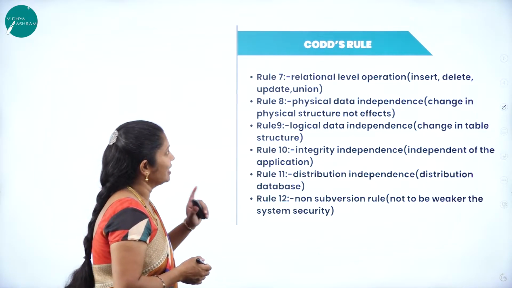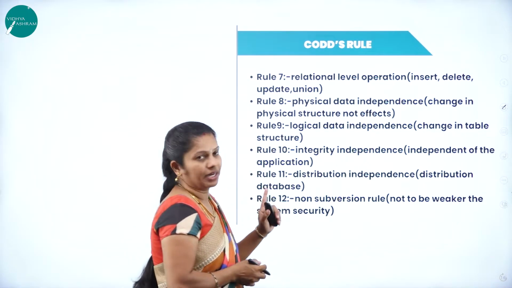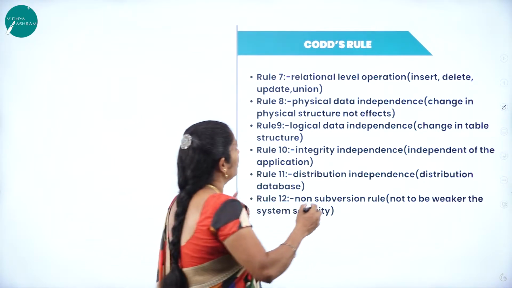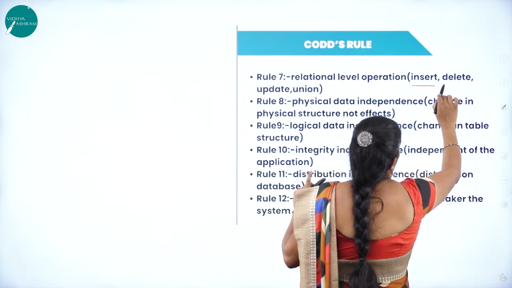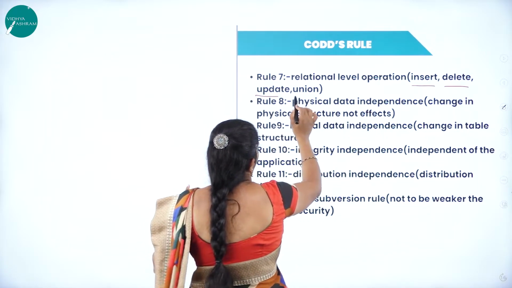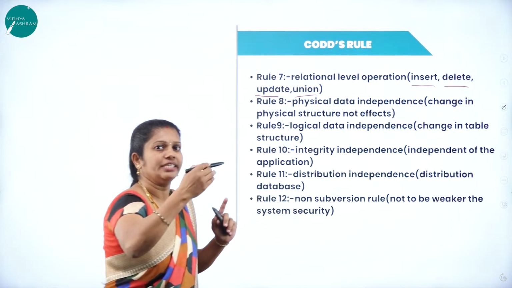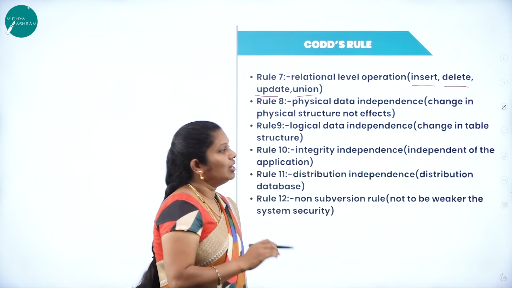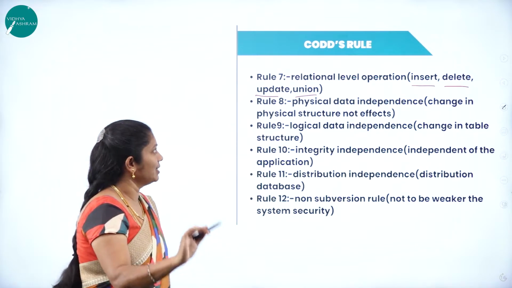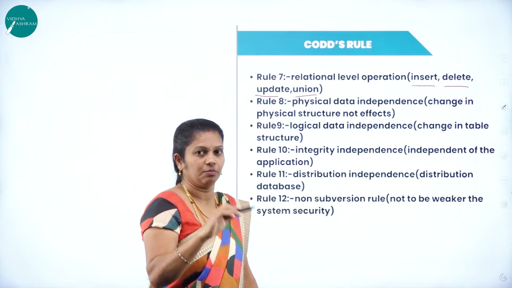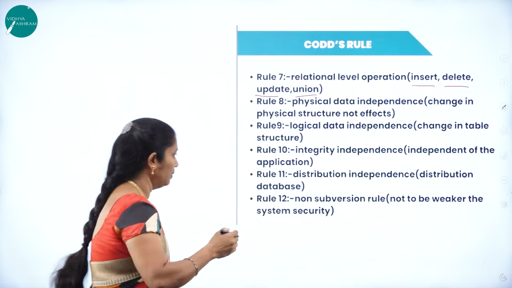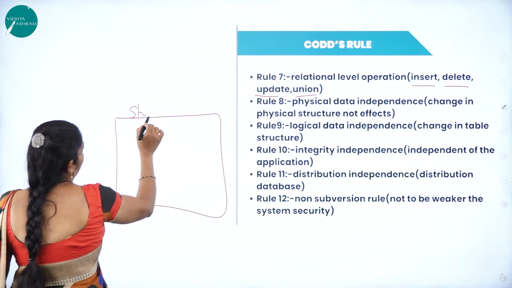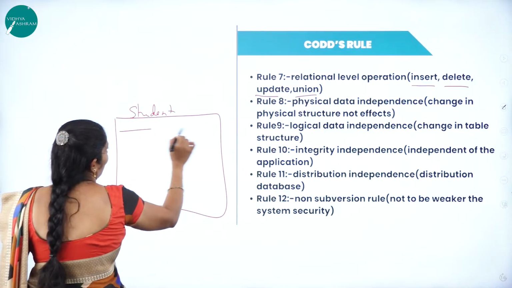And rule 7 says relational level operation. What do you mean by relational level operation? It has to support insertion, deletion, updation, unique, all the operations in the table. That is relational level operation. Rule 7 states relational level operation. That means in the table, I am going to consider only the student table. In the student table I can insert the values.